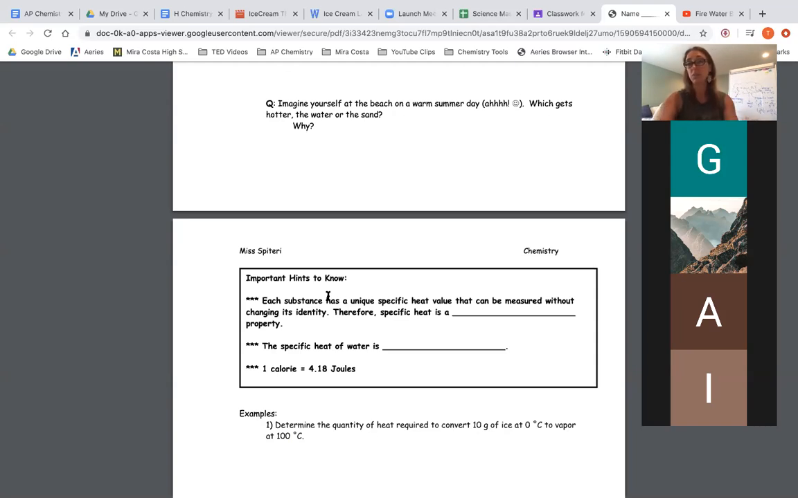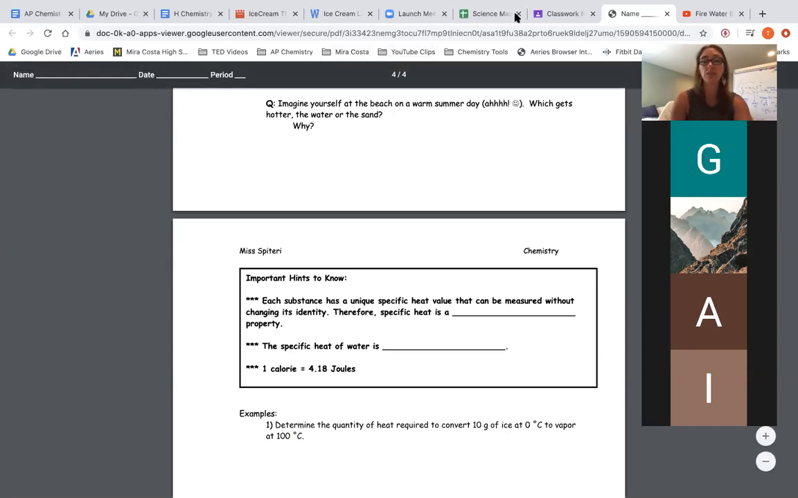And the reason why has to do with specific heat. It takes a lot more energy to heat up the water than it does the sand. So let's go ahead and just put that into words here. The water has a higher specific heat than the sand. In other words, it takes more energy to heat up water. Remember, the definition of specific heat is how much energy it takes to increase the temperature of 1 gram of a substance by 1 degree Celsius or 1 Kelvin, right? So how much energy does it take to increase the temperature of 1 gram of water by 1 degree Celsius?